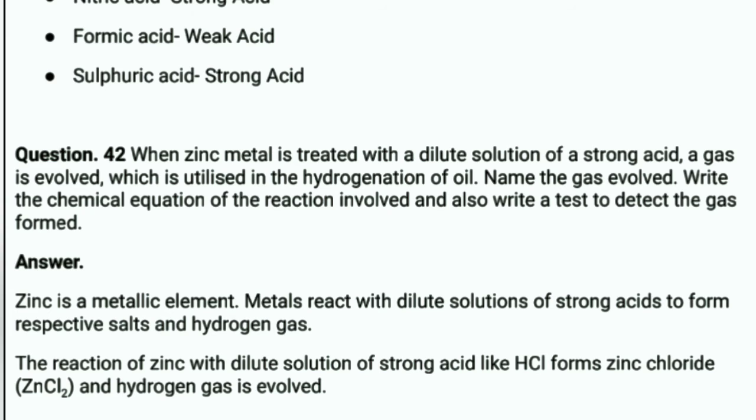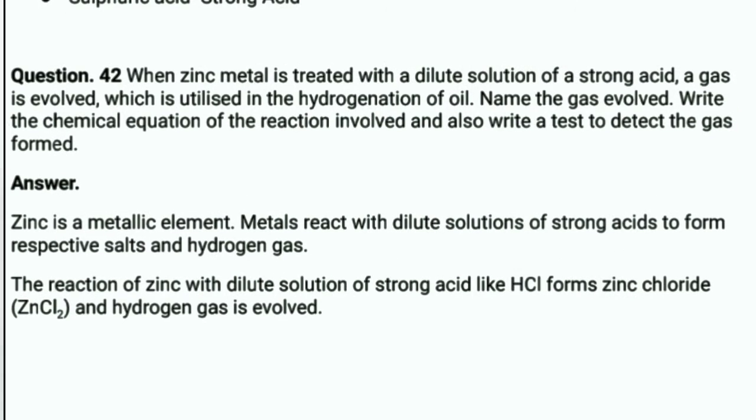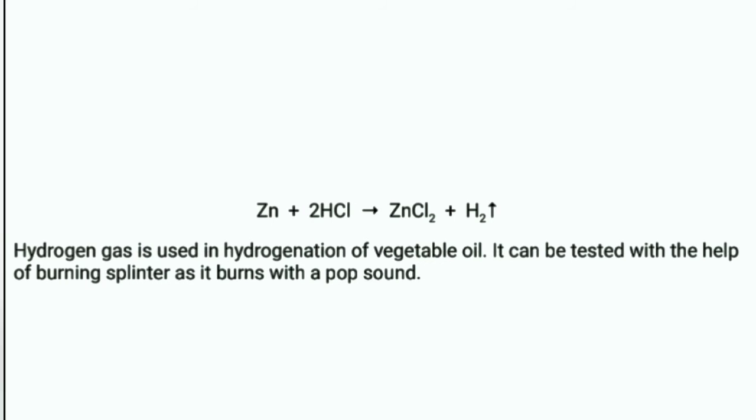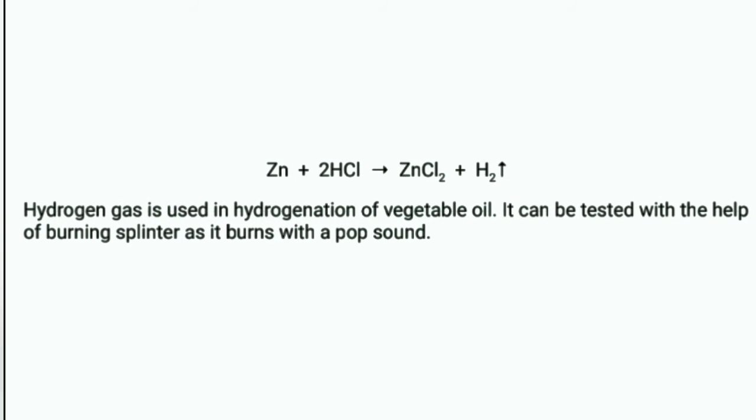Metals react with dilute solution of a strong acid to form respective salts and hydrogen gas. The reaction of zinc with dilute solution of a strong acid like HCl forms zinc chloride, ZnCl2, and hydrogen gas is evolved. Hydrogen gas is used in hydrogenation of vegetable oil. It can be tested by bringing a burning splinter near it, as it burns with a pop sound.